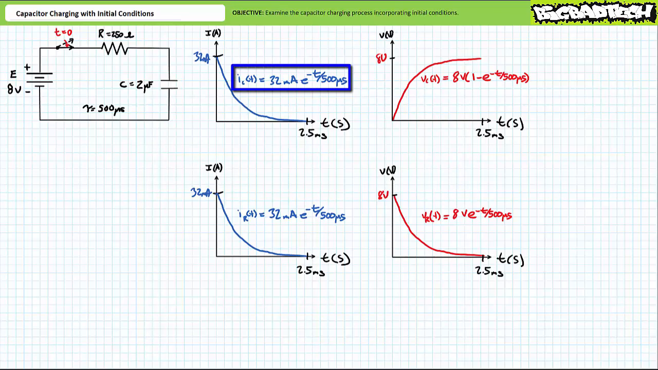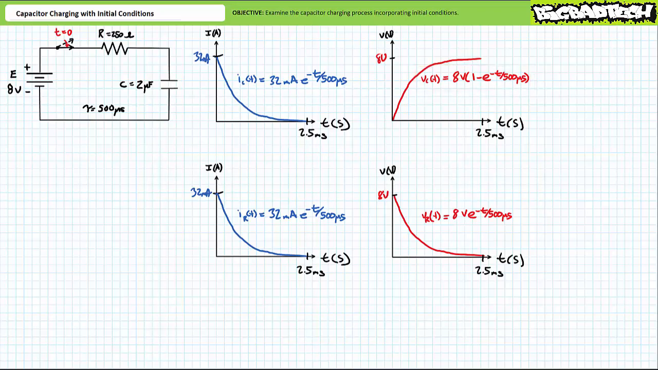When Vi, the initial voltage of this capacitor, was assumed to be 0 volts, we observed the following properties. Current through the capacitor as a function of time, IC of t, during the charging process was 32 milliamperes times e to the negative t over 500 microseconds. Current through the capacitor experienced an initial surge of 32 milliamperes and decayed to 0 over 5 time constants, or 2.5 milliseconds. Voltage across the capacitor Vc of t during the charging process was 8 volts times 1 minus e to the negative t over 500 microseconds.